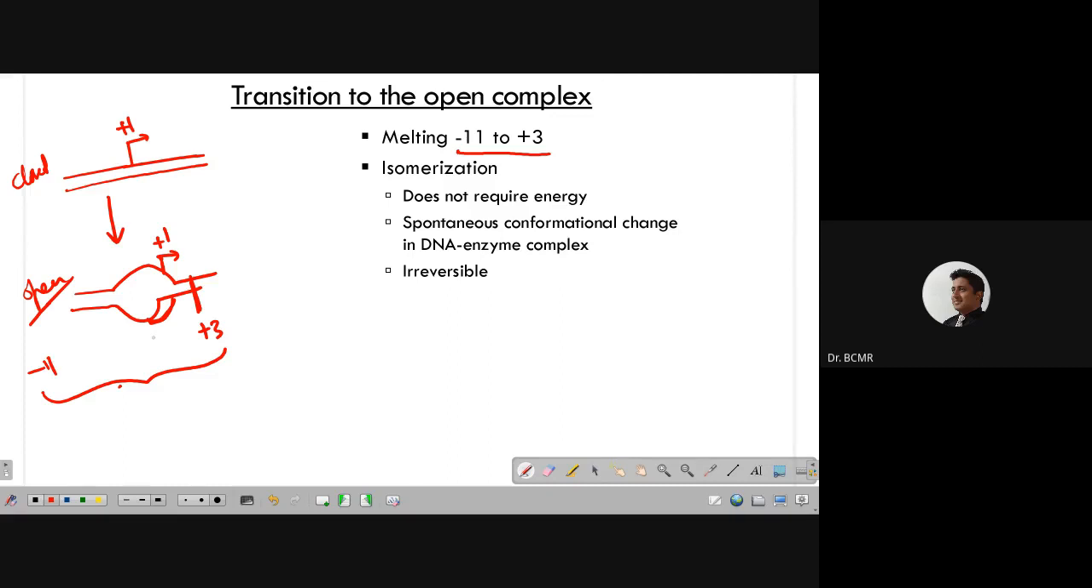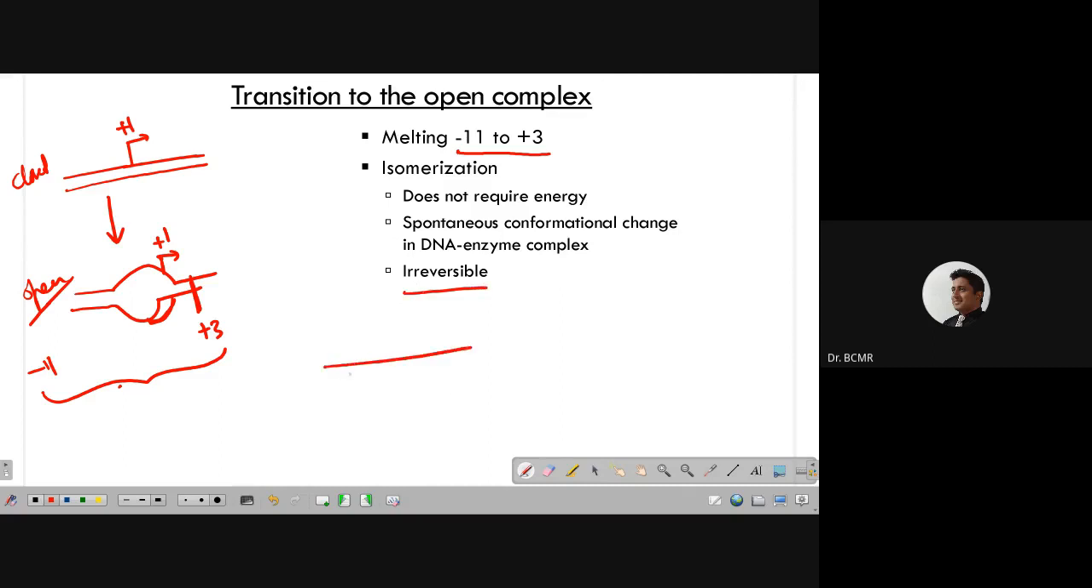And it is not an active process, meaning that it does not require energy. It's just an isomerization, which means a change of shape. Okay? Once this conformational change occurs, then it is an open complex, and the interaction is irreversible.